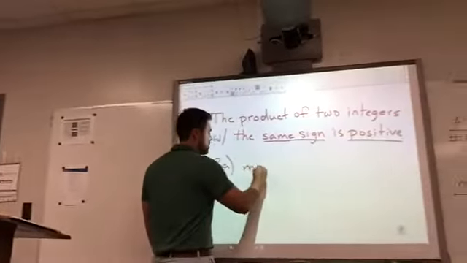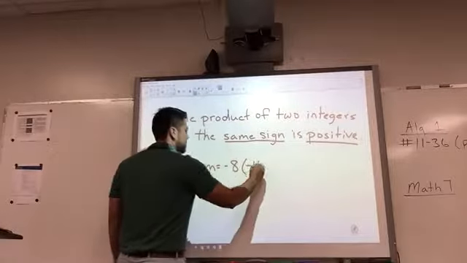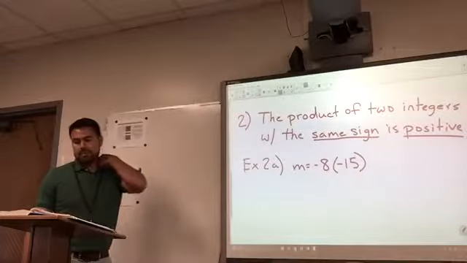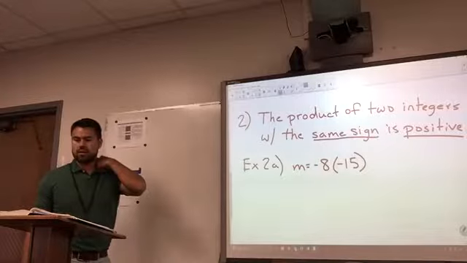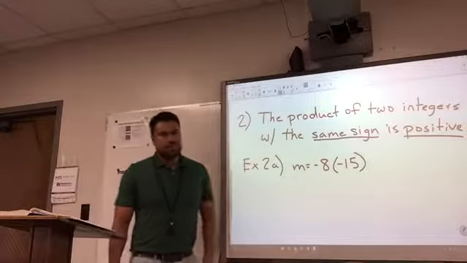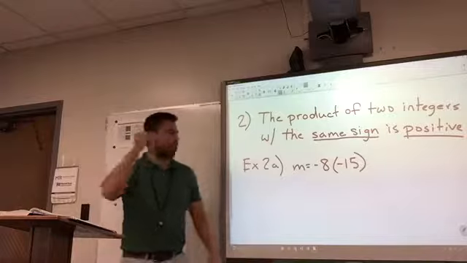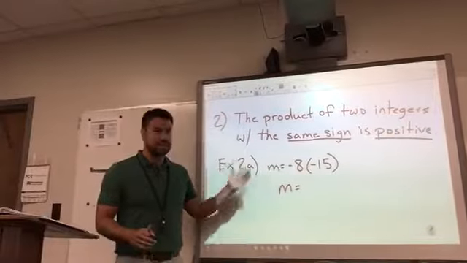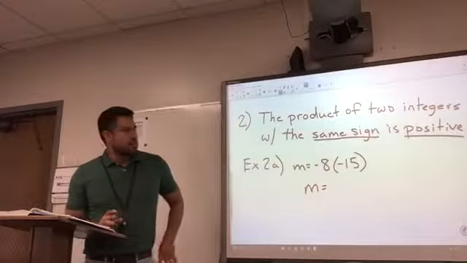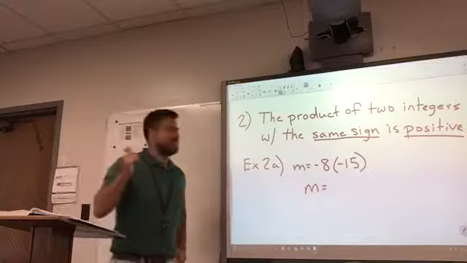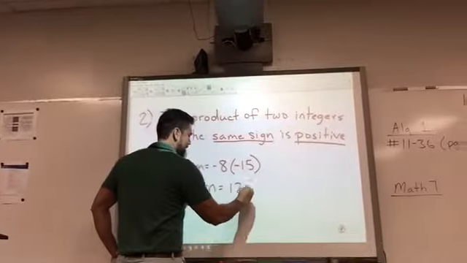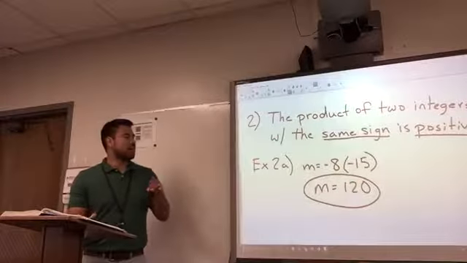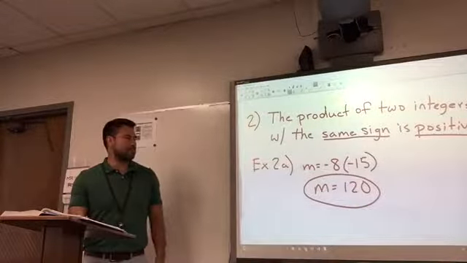M equals negative 8 times negative 15. Okay, so 2a, m equals negative 8 times negative 15. Positive or negative? Positive. Automatically it's positive. M equals some positive number, and then you multiply 15 times 8, and you get 120. M equals 120. 15 times 6 would be 90. Yep, that's all right.